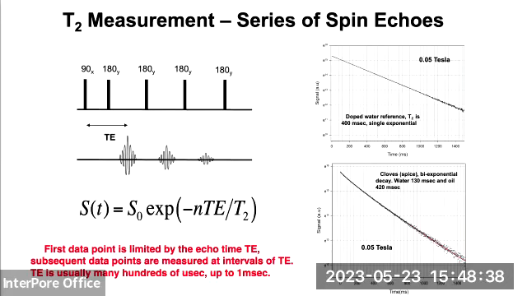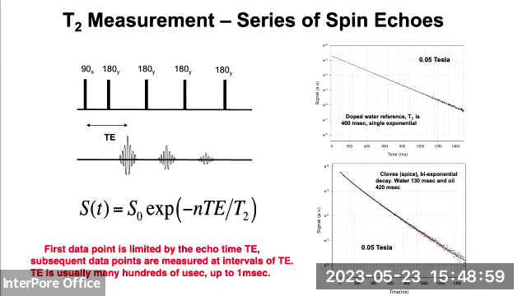Now, we have a problem here. We have a limitation on observation. We don't get our first data point until the first echo time. And then our next data point is the second echo time. The third data point is the third echo time, and so on. And the echo time is usually hundreds of microseconds, and in some cases can be longer.